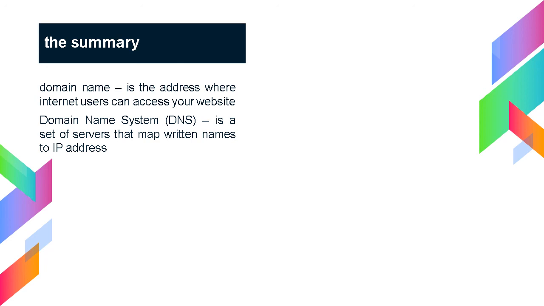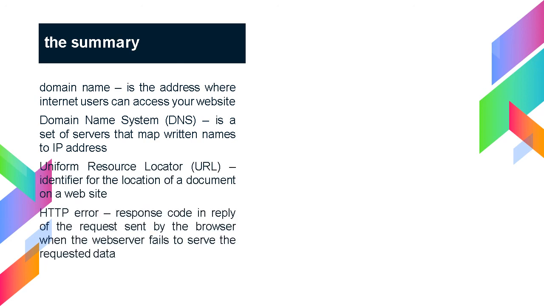Internet Protocol addresses. Uniform Resource Locator (URL) is an identifier for the location of a document on a website. HTTP error: a response code in reply to the request sent by the browser when the web server fails to serve the requested data.